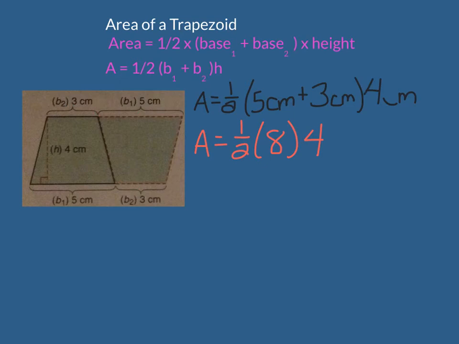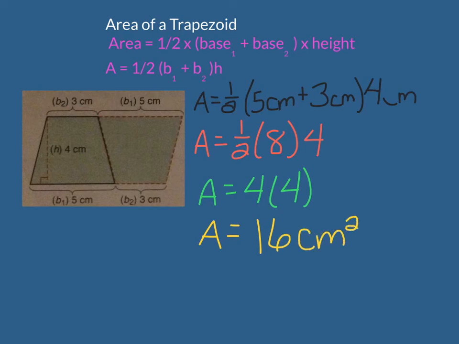So now I have the area equals 1/2. I can actually say 1/2 of 8 is 4, times 4. So the area equals 16, and my units were centimeters, and it's area, so it's squared. It equals 16 centimeters squared.